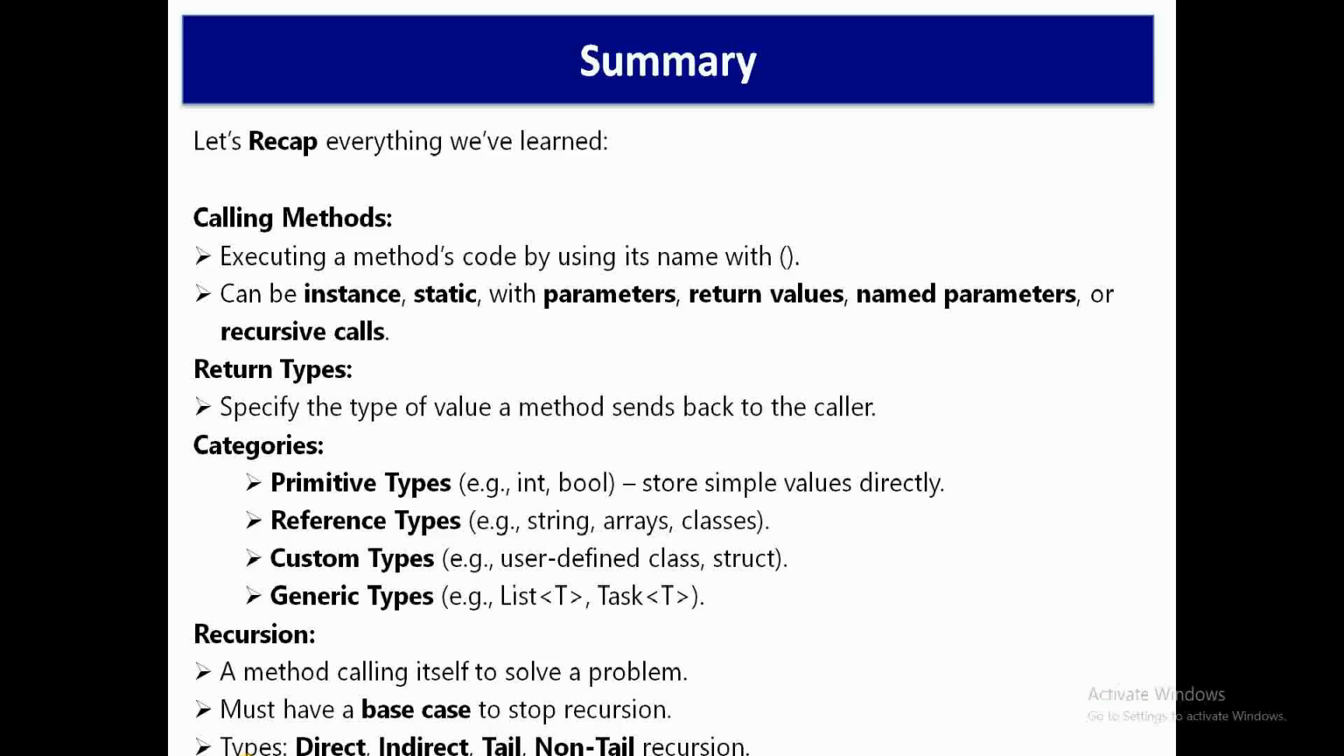Here are the types: direct, indirect, tail, non-tail recursion. Direct recursion is where we have one method and we call that method directly inside itself. Indirect recursion is where we have multiple methods and we call that particular method from another method. Tail recursion is where the recursive call is made not at the starting, not in the middle, only at the last of the method.